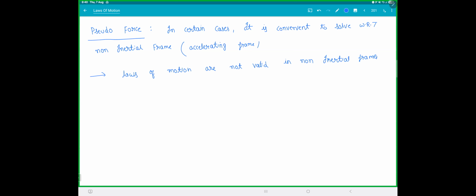But still, you insist, I want to do it in the non-inertial frame because sometimes it's convenient. Then we have to introduce some kind of correctional factor. We introduce a correctional term. So this is a mathematical correction, okay? Pseudo force. Look at the word pseudo, it means false. Force. So it doesn't exist. It is just a mathematical correction we have introduced in order to make our equations right. So we introduce a correctional factor called pseudo force.